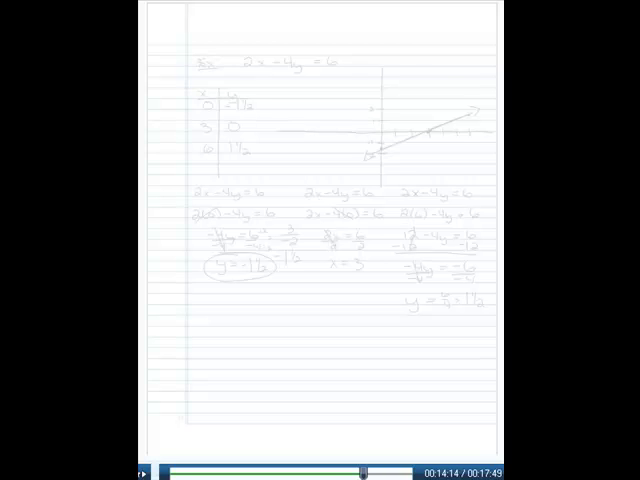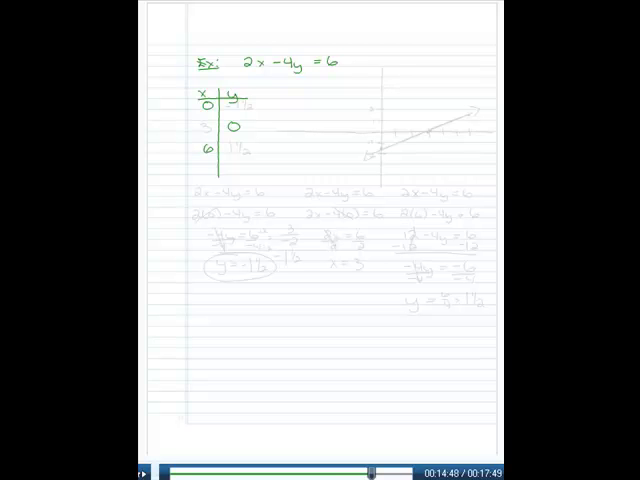Let's do another one. Let's do 2x minus 4y equals 6. Again, it's always good to choose at least 3 numbers. I always like to choose 0 for x and 0 for y, and one extra number. Okay, let's try this one.